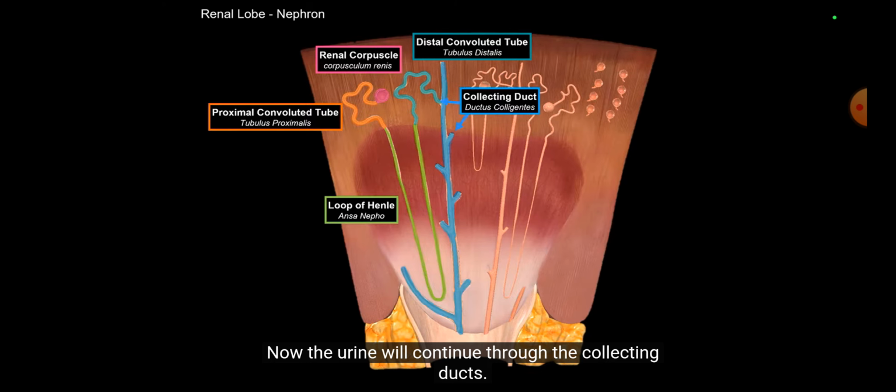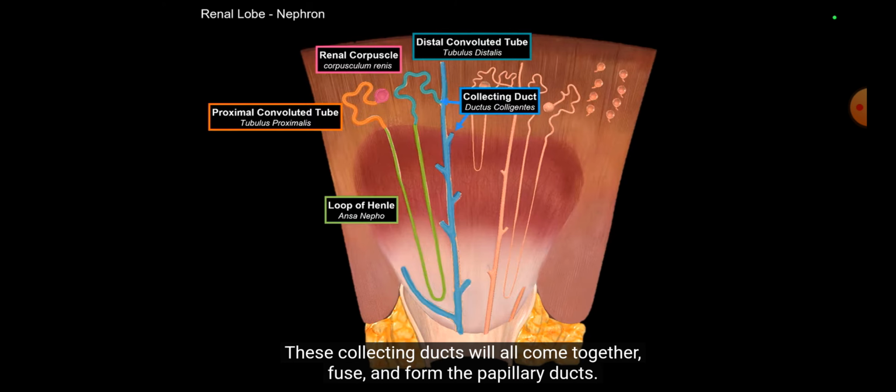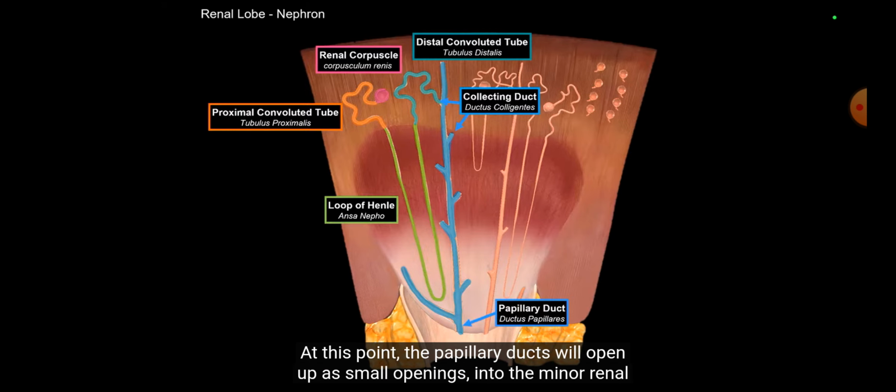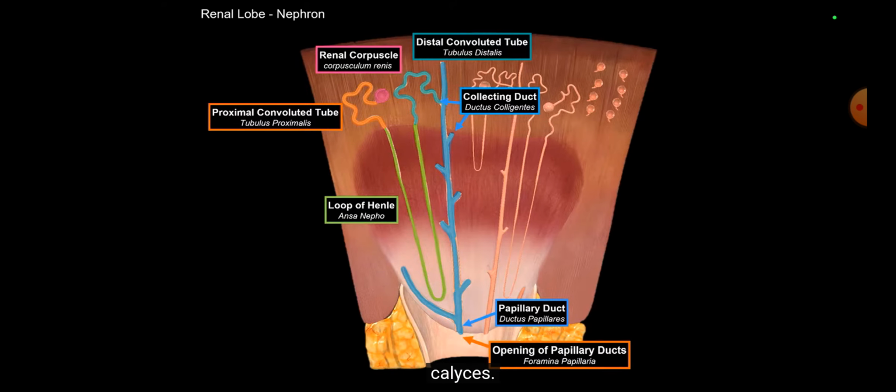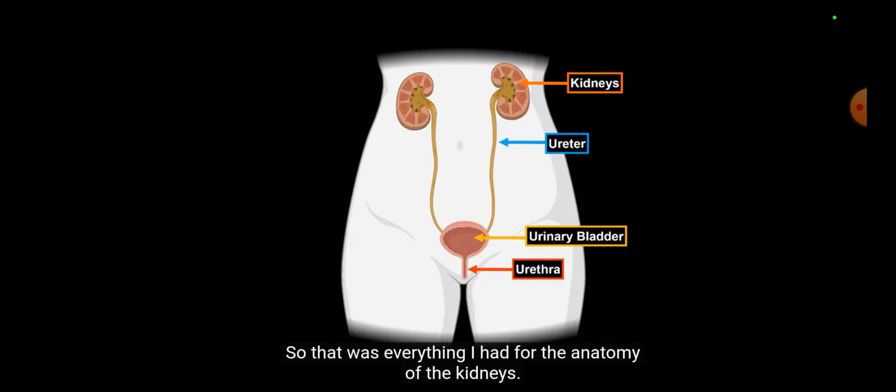Now, the urine will continue through the collecting ducts, and these collecting ducts will all come together and fuse and form the papillary ducts. At this point, the papillary ducts will open up as small openings into the minor renal calyces. So that was everything I had for the anatomy of the kidneys.